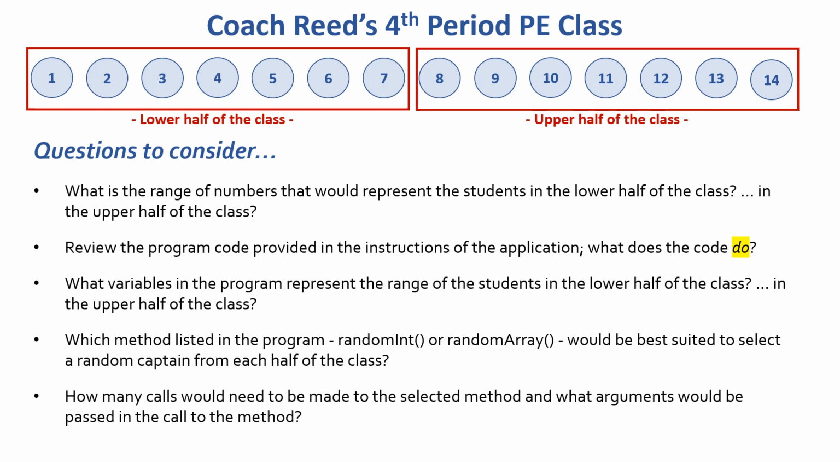Next question. Which method listed in the program, the random int method or the random array method, would be best suited to select a random captain for each half of the class? And then finally, how many calls would we need to make to the selected method, and what arguments would be passed in the call to the method?